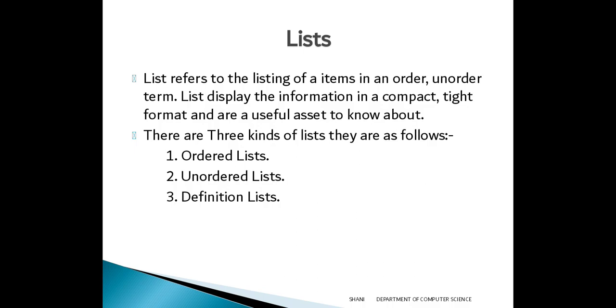So a list means the items or details will be represented in an ordered or unordered format. A list displays the information in a compact, tight format and is a useful asset to know about. There are three kinds of lists. They are as follows: ordered list, unordered list and definition list.